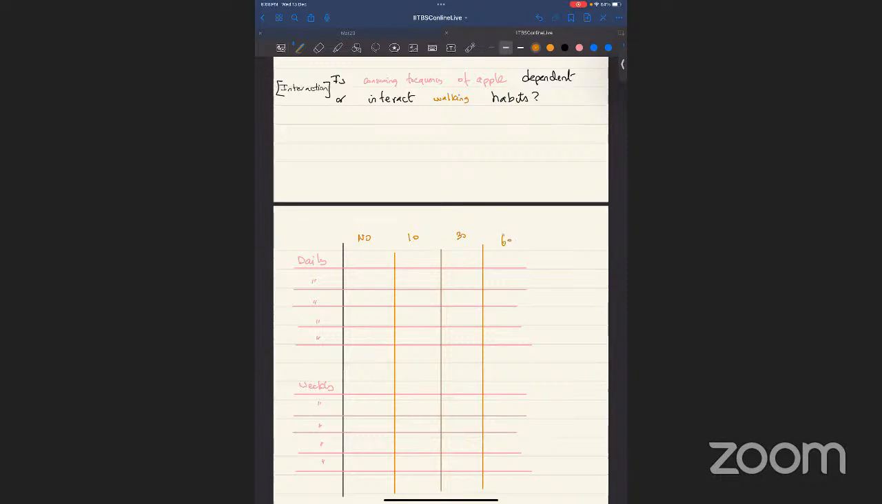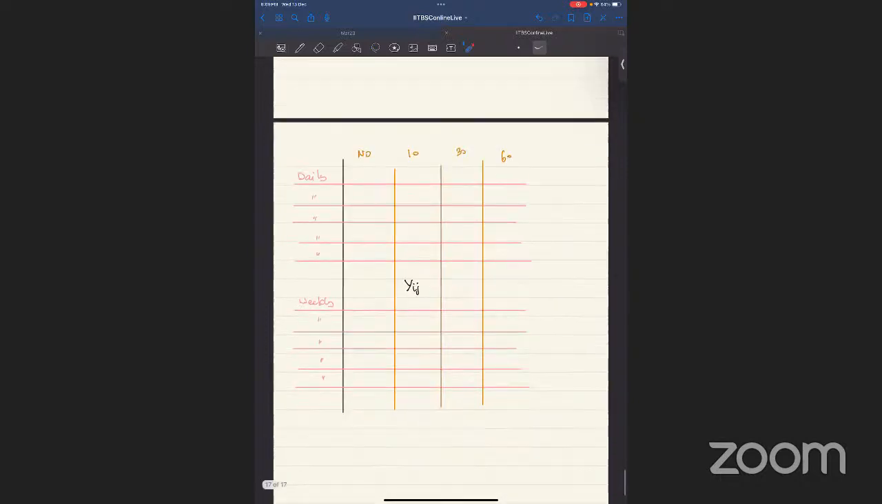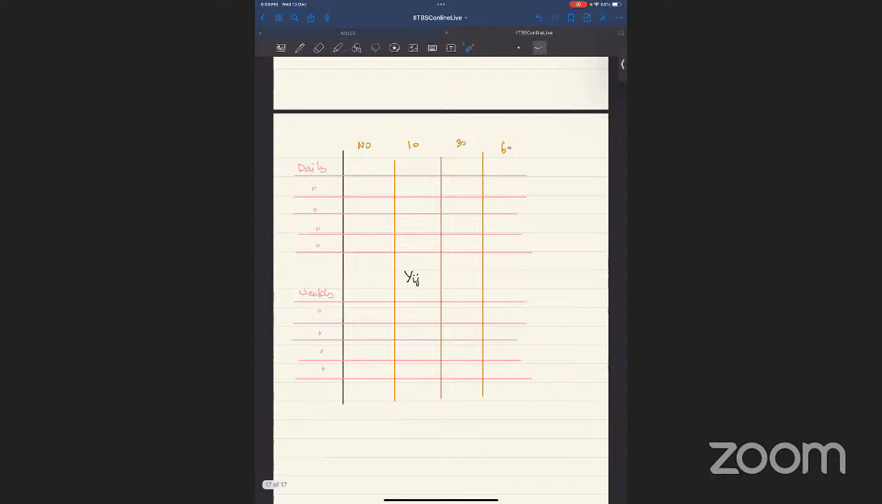And then in each of these cells, I would put my yij. That's my response variable, yij. If I put a yij here, it means this person walked 10 minutes every day and eats apple once weekly. That's what this yij represents, and this is the data set I will use now in my analysis.